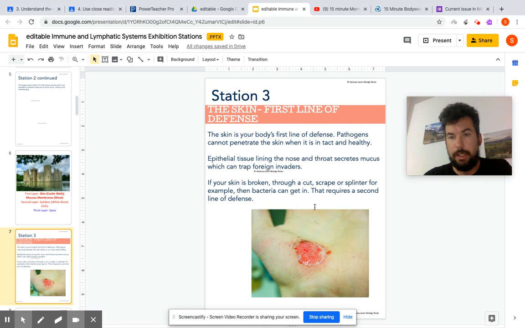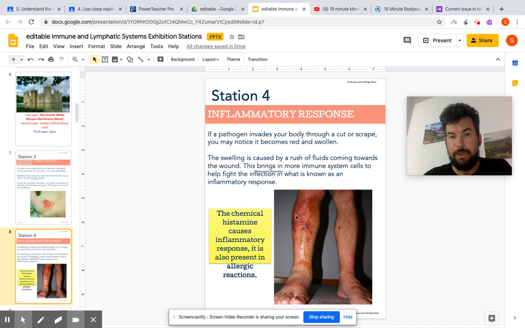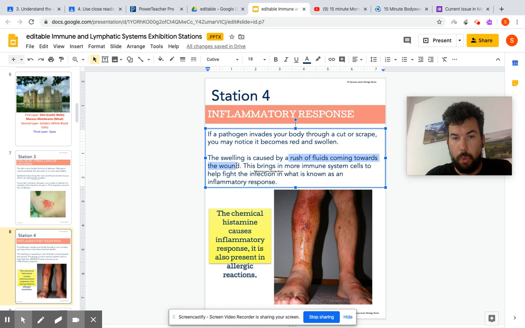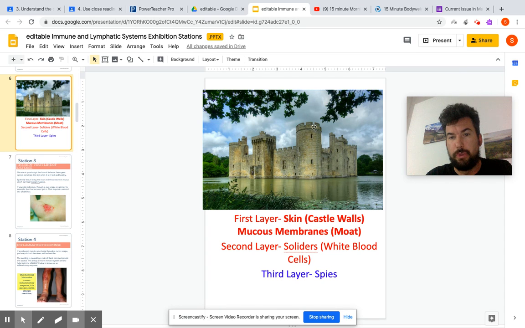So if I go down here, here's my first line of defense, as I've told you, is the skin. And if I move down here, this is what the inflammatory response looks like. So if we have a problem, here's the problem, there's some cutting on the legs here, then a chemical called histamine is going to give us that inflammatory response and basically rush more fluids towards the wound. As I mentioned to you, that is usually involved with more white blood cells coming towards the wound. We're talking about our castle. That was where the soldiers were rushing to the area where the castle had been breached.